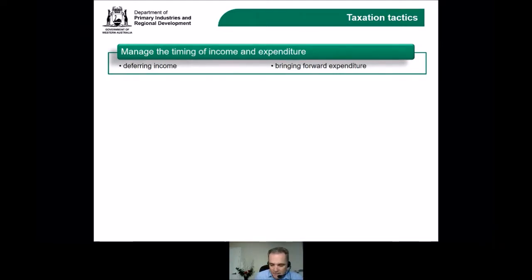So the first thing is about the timing of income and expenditure. And this depends on whether your accounts are prepared on a cash basis or on an accrual basis. So you might be able to defer income, push it out into another tax year, or bring expenditure forward into this tax year if you're having a very good year and you might end up paying too much tax. What you are doing though is just creating a problem for next year, because if you defer the income from this year, it'll show up next year. If you bring expenditure forward, then you don't have that expenditure for next year. So you could end up paying more tax next year.